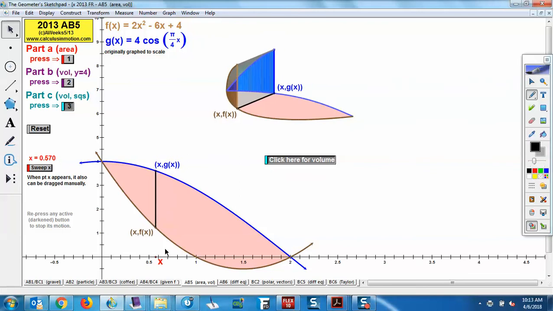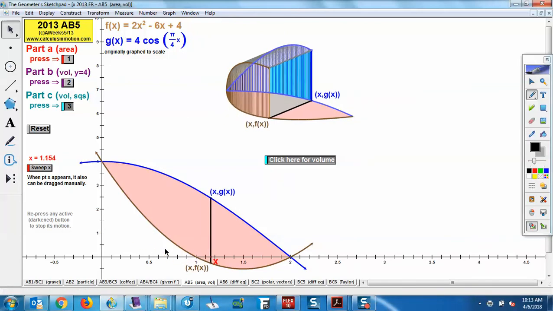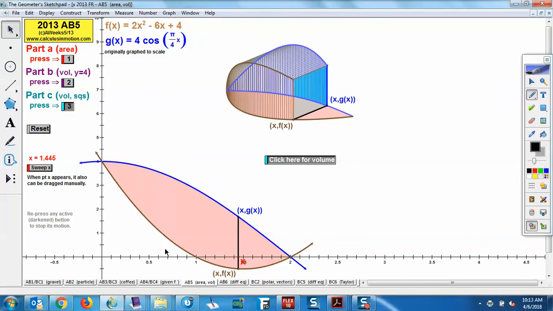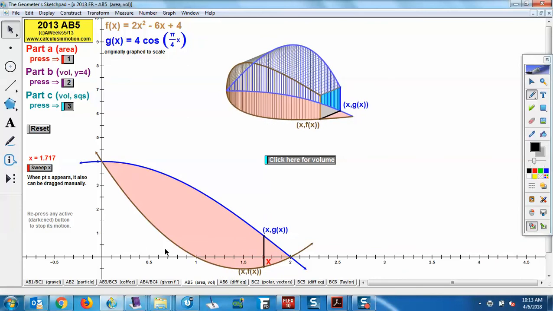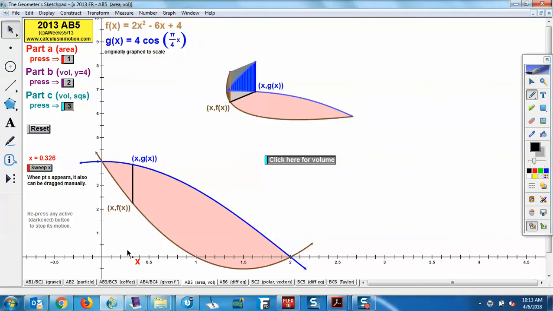So this isn't a revolving type solid, but it still has slices. That's the key. We're using the integral to add up the slices. Here our slices are squares. Our slices are squares. Okay? All right.